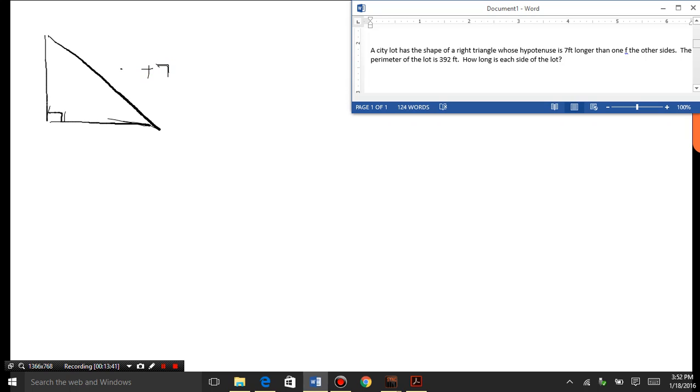So pick a side. I'm going to call this something. Give me a dummy variable. I'll call it x. So this guy would be x plus 7. Okay, I don't know if I defined that correctly, I haven't actually put it in stone yet. It might be something rinky-dink. Okay, then it says the perimeter of the lot is 392 feet.